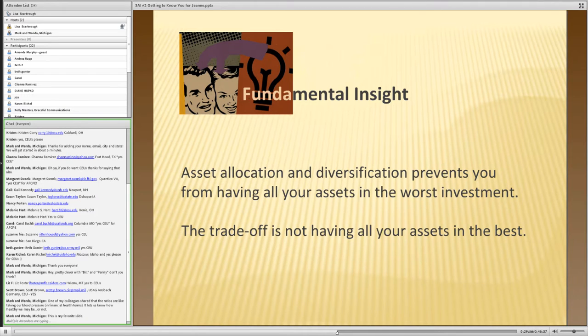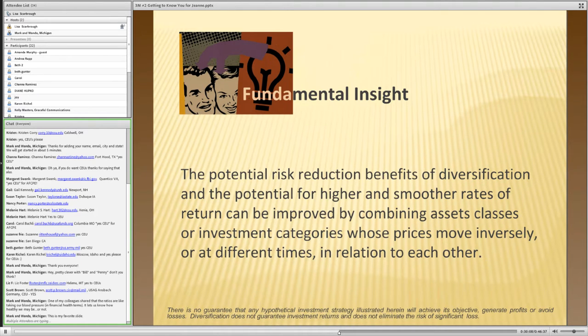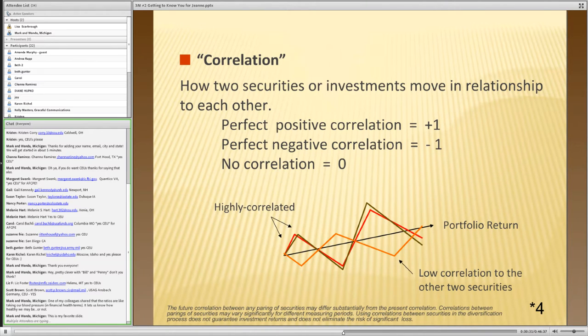Good answers. Asset allocation and diversification prevent you from having all your assets in the worst investment. The trade-off is not having all your assets in the best. The potential risk reduction benefits of diversification and the potential for higher and smoother rates of return can be improved not by adding more stuff, but by adding investments that, when we combine them together, have prices that move inversely or at different times in relationship to each other. And there's the real art in diversification: getting securities that move differently in relationship to each other.